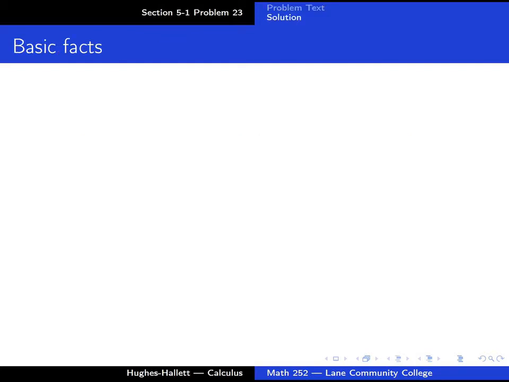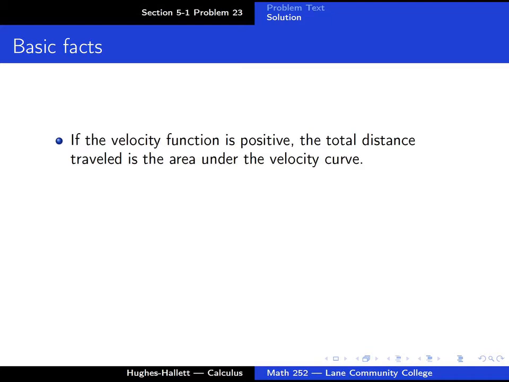So in order to work this problem, we're going to need some basic facts. One big one from this section and some that you already know. The big one from this section is that if the velocity function is positive, the total distance traveled is the area under the velocity curve. So if we want to find the total distance traveled from the time we start slowing down to when we've come to a stop, all we need to do is find the velocity curve, graph it, and integrate it, find the area underneath it from t equals 0 to t equals 5.